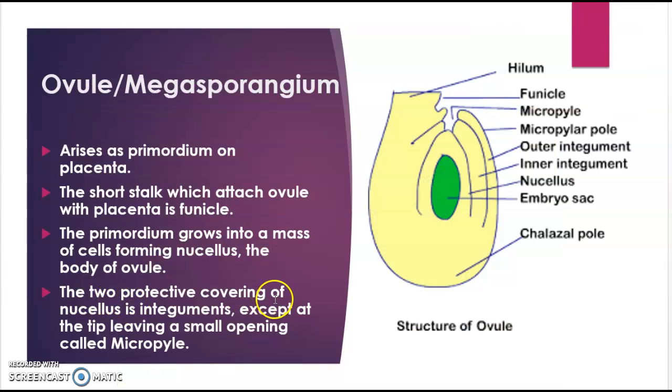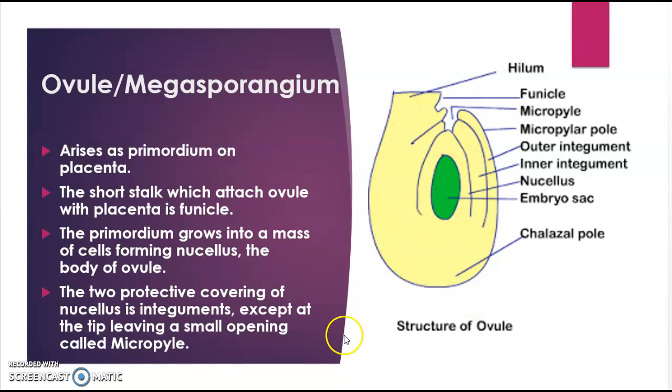The two protective coverings: here you will see that this part is the stalk of the ovule, also known as the funicle, and the point from which it is attached to the placenta is known as the hilum. And these are the two coverings of the nucellus, known as integuments, the outer integument and inner integument. Except at the tip, we are leaving a small opening known as the micropyle. So this is regarding the structure of the ovule.